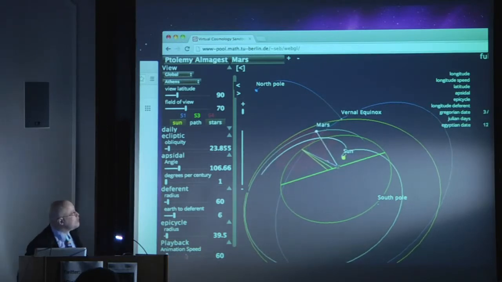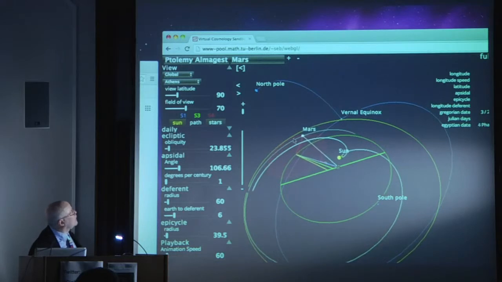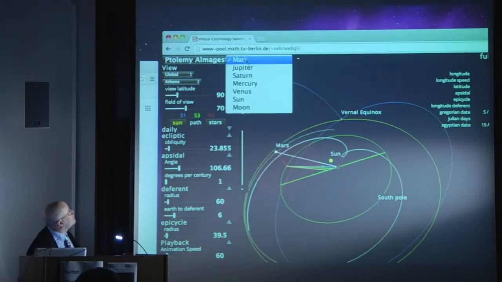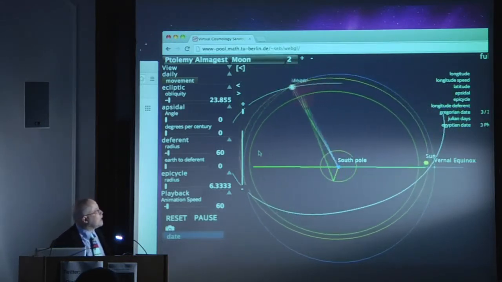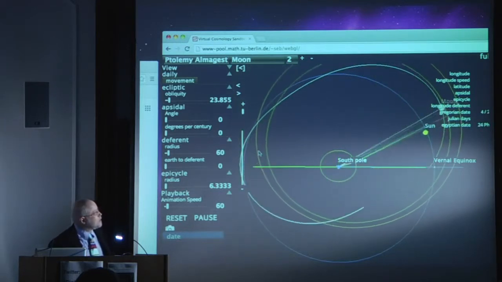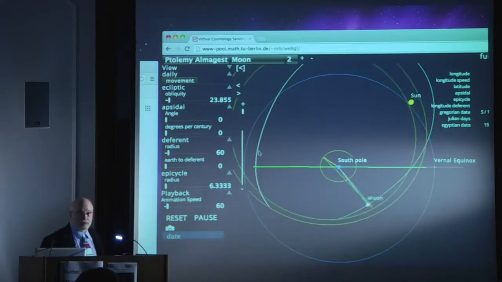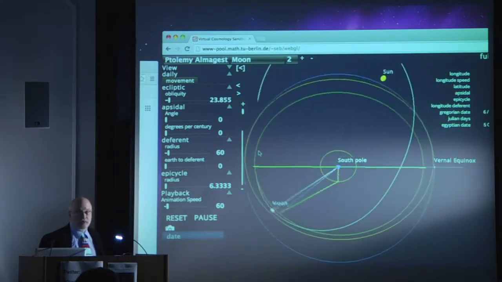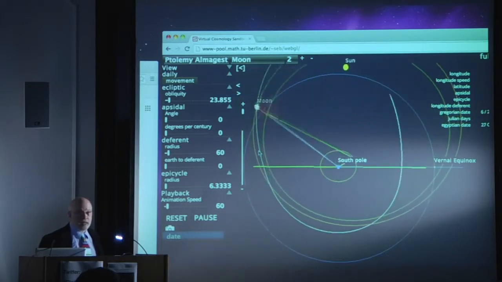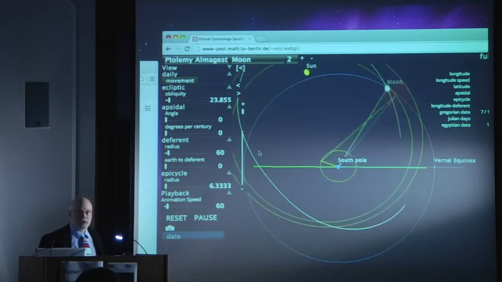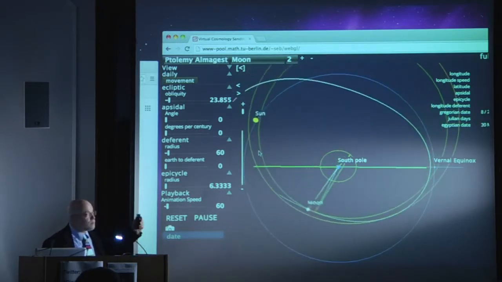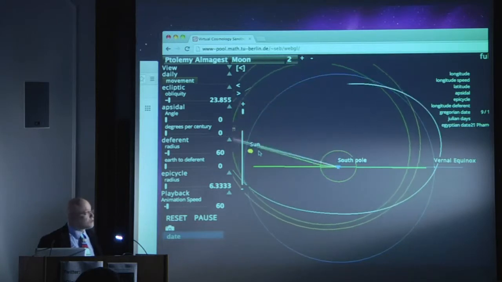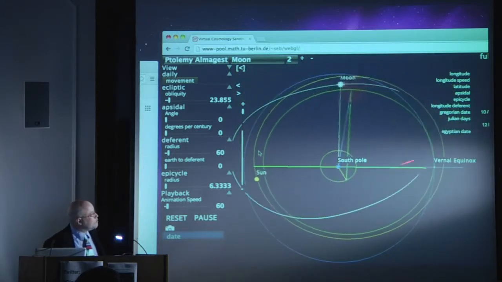In the case of the moon, let's find the moon. Trying to find there we go. In the case of the moon, Ptolemy's model is actually kind of bizarre because the moon moves very far and very near the Earth. And that's one of the classic objections to the Ptolemaic theory, is that eclipses and full moons should have dramatically different sizes. I mean, the moon should be about 50%, 60% larger when it's here than when it's out there.